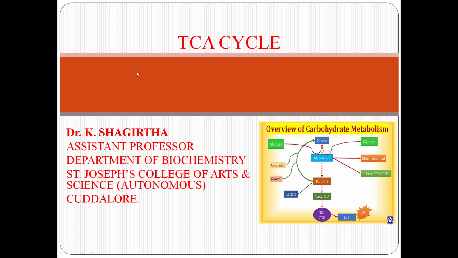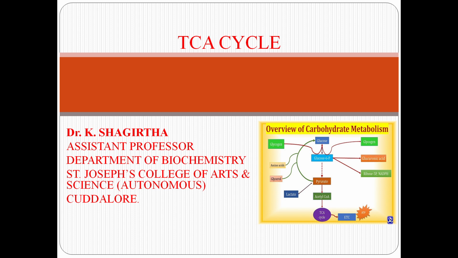Today I'm going to talk about the TCA cycle. The Krebs cycle, or TCA cycle, or citric acid cycle, is a series of enzyme catalyzed reactions occurring in the mitochondrial matrix where acetyl-CoA is oxidized to form carbon dioxide and coenzymes are reduced, which generate ATP in the electron transport chain.